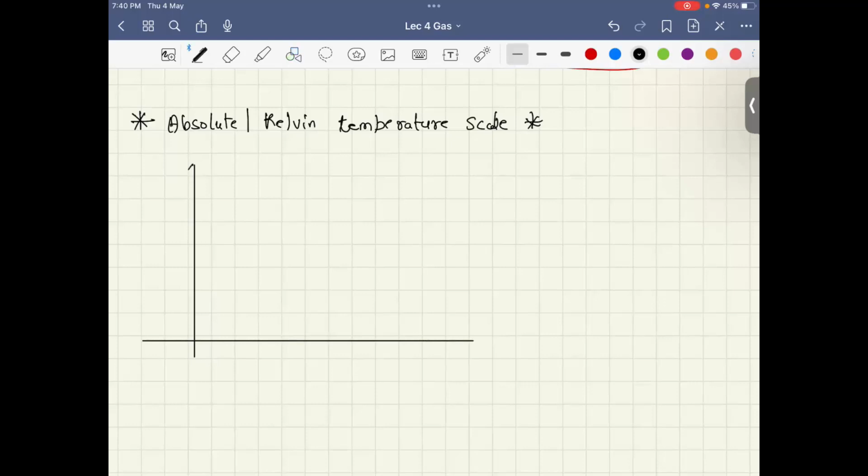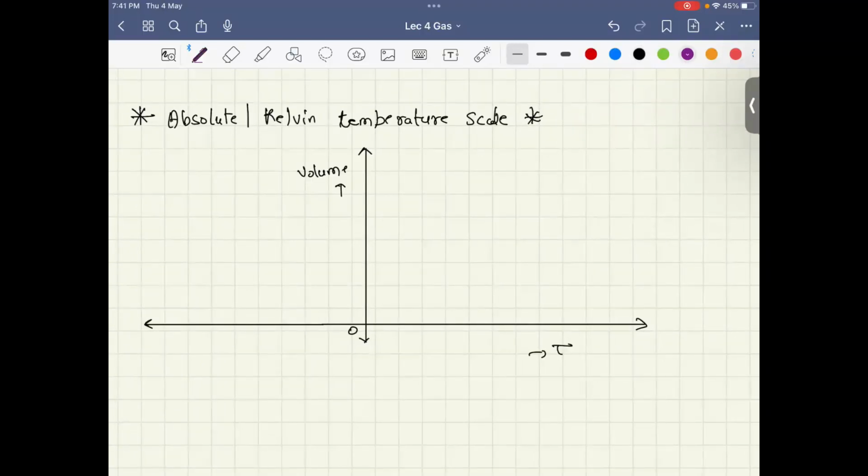So this is going to be volume, and this is going to be the temperature, right? So when we plot this line, we get one point here, one point here, one point here. This is going to be temperature. So when we plot this line, we get a graph like this.